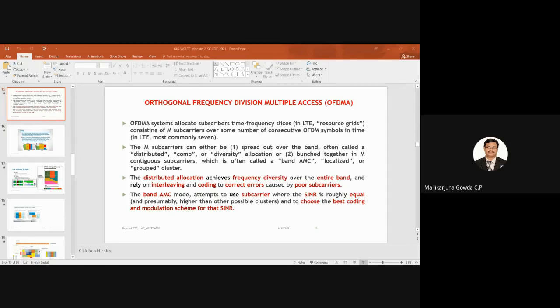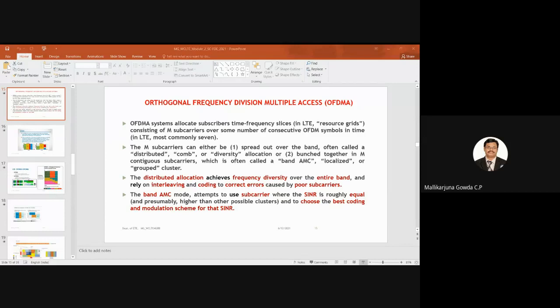So these words you need to grasp and remember, because while discussing, you should be able to differentiate what you mean by distributed allocation and what you mean by localized allocation. Maybe in the beginning, if I say localized allocation of subcarriers, you should be able to understand now what that is. This distributed allocation will achieve frequency diversity over the entire band, because the subcarriers will be spread out over the band, right? And they rely on interleaving and coding to correct the errors caused by the poor subcarriers.